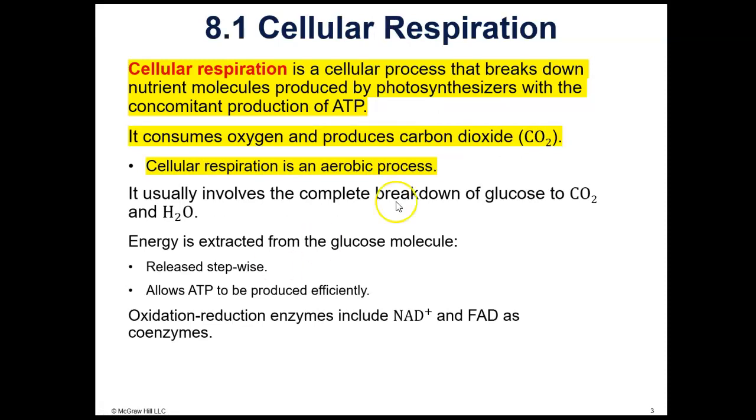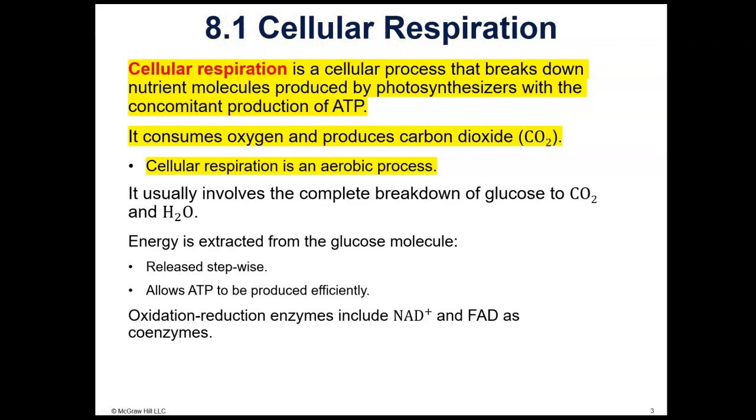Now, section 8.1 on cellular respiration. So you have a definition up here at the top. Cellular respiration is a process that breaks down nutrient molecules. So nutrient molecules come from the foods that we eat. A lot of the food that we eat is in the form of carbohydrates, and those carbohydrates get broken down by our digestive system, usually into a molecule of glucose.